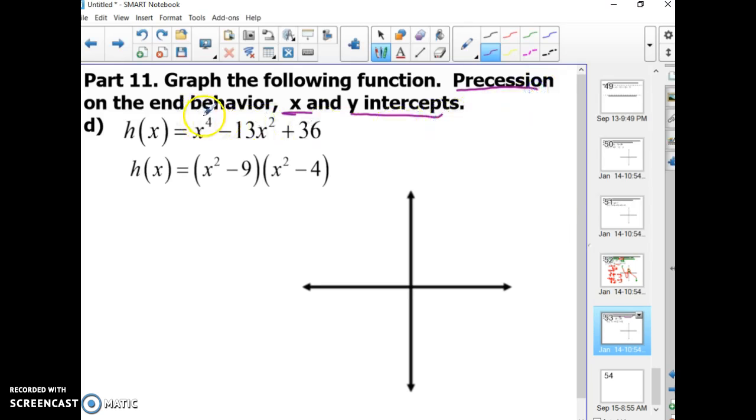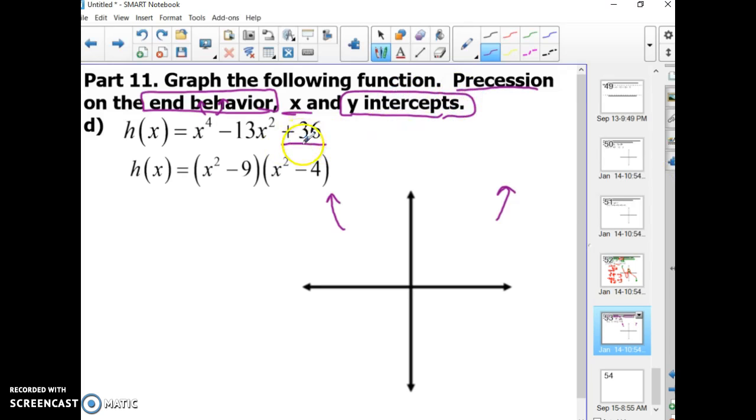So degree 4. Fours are even, so I know I've got to go in the same direction. But my leading coefficient, right out in front, is positive. So I know over here on the right side it's going to go positive, and on the left side I know it's going to go positive. End behavior, done.